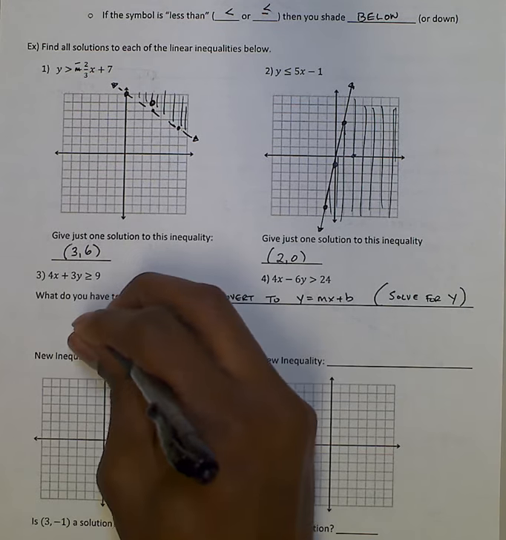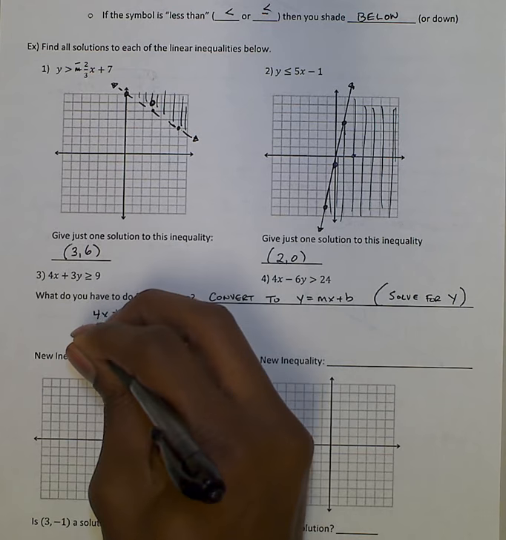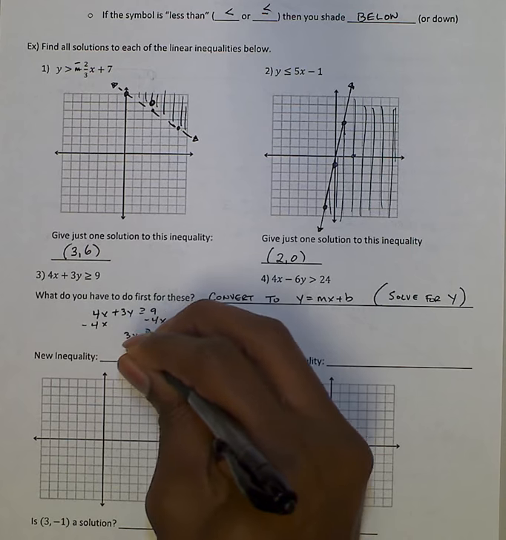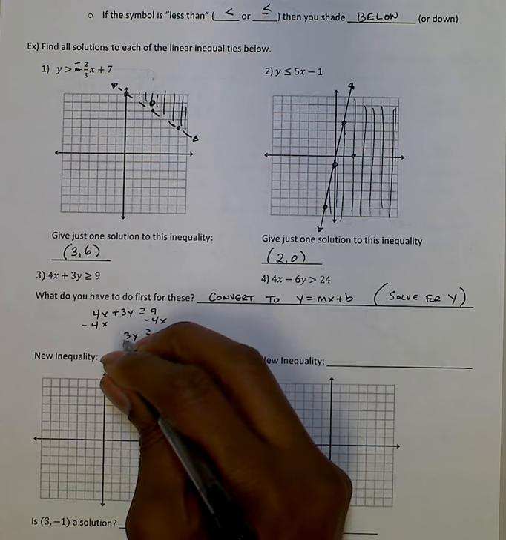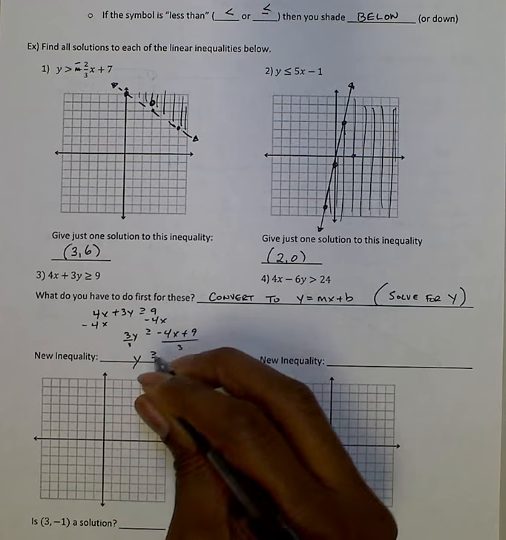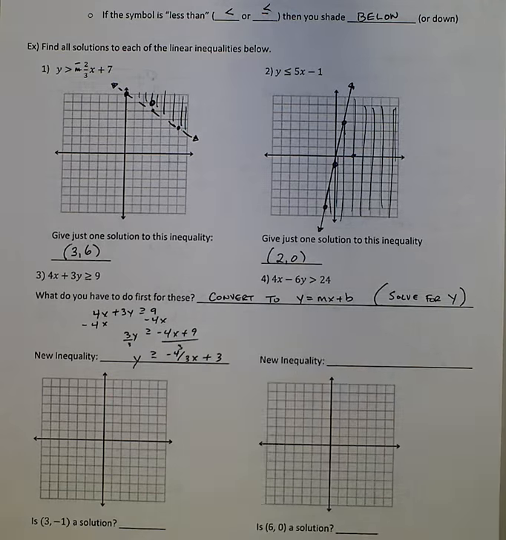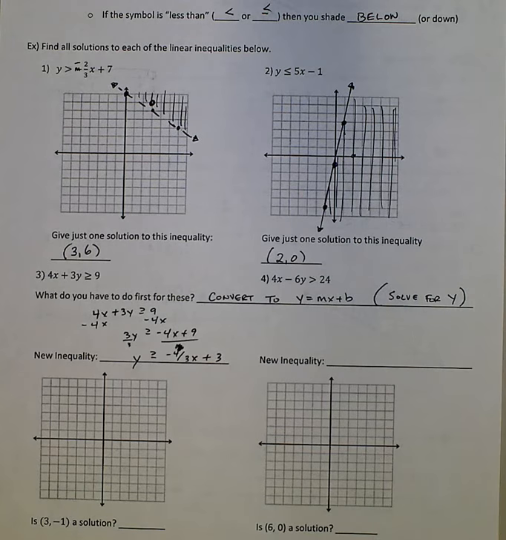4x plus 3y is greater than or equal to 9. I'm going to subtract 4x from both sides. So I have 3y is greater than or equal to negative 4x plus 9. And then I'll divide by 3. And so when I do that, I have y is greater than or equal to negative 4/3 x plus 3. Let's graph that out now so I can see my problem.